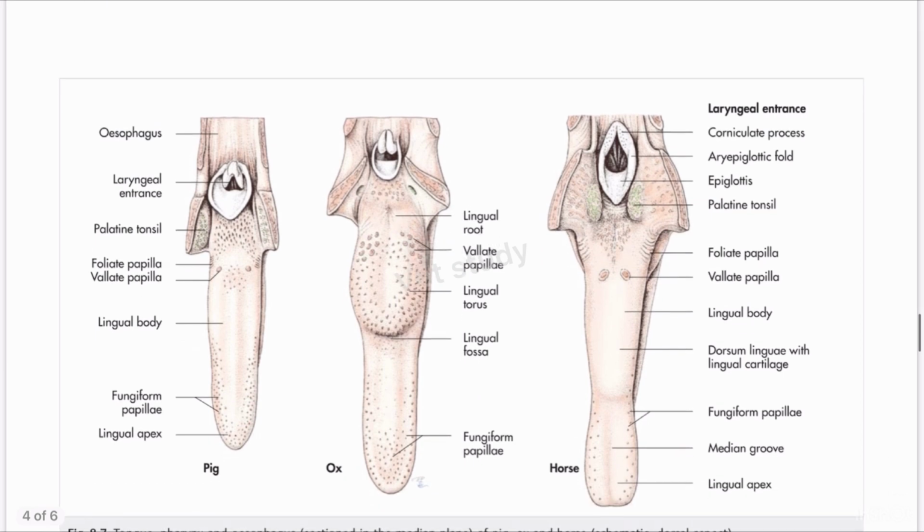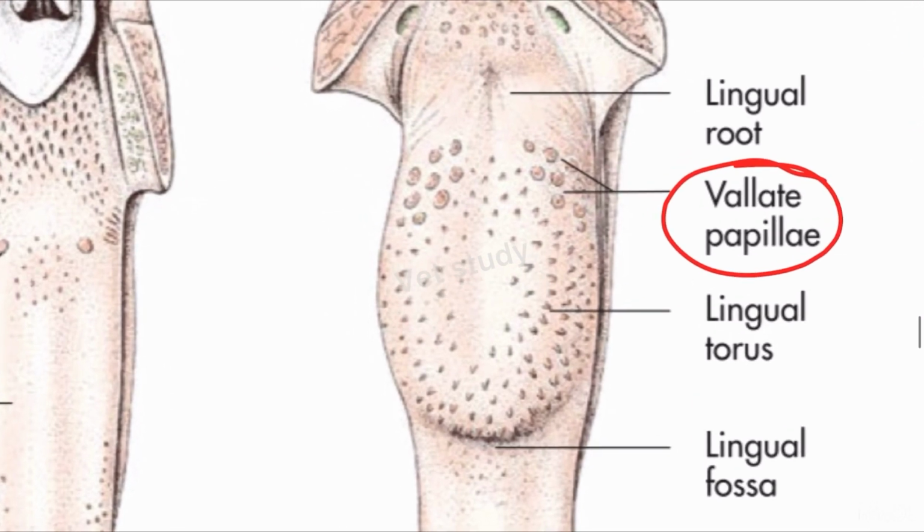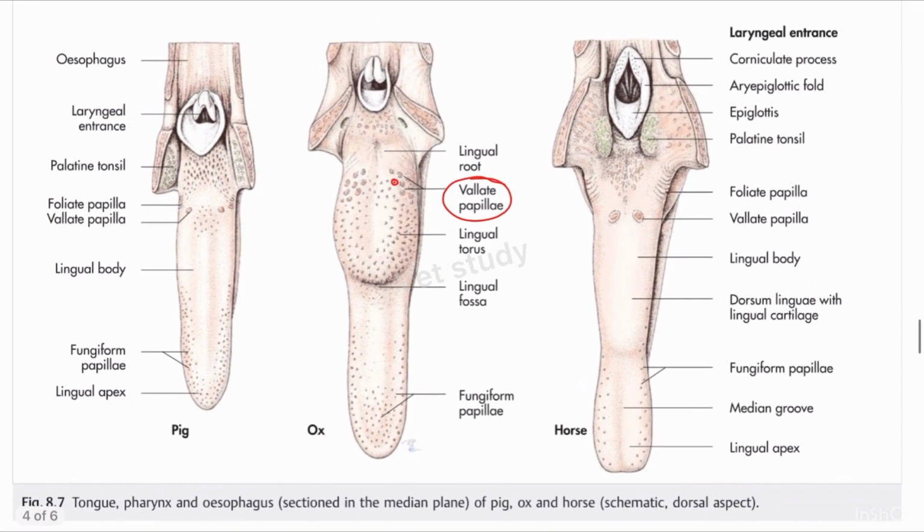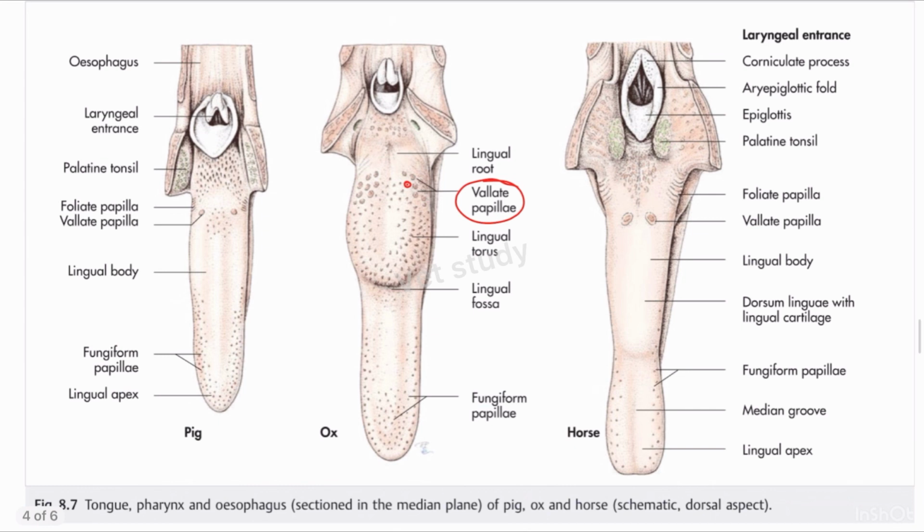As you can see, these are the circumvallate papillae, and if I zoom this image, you can see that is why it is called the circumvallate papillae, and these are present at the posterior part. Remember this, the position is very important. These are present at the posterior part of the dorsal surface, and they also bear taste buds, right? So this is the vallate or circumvallate papillae.